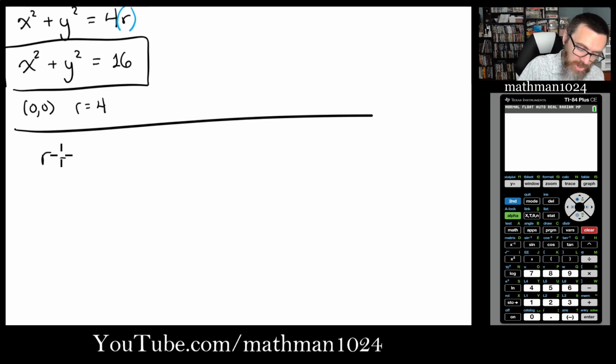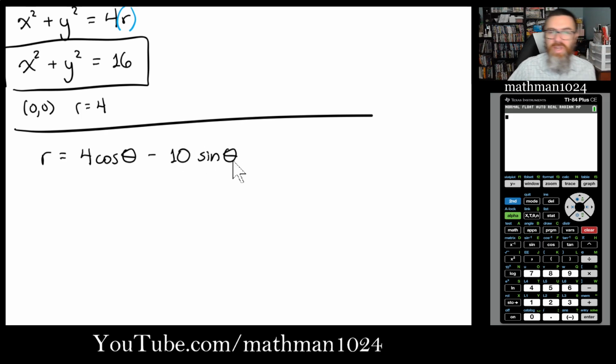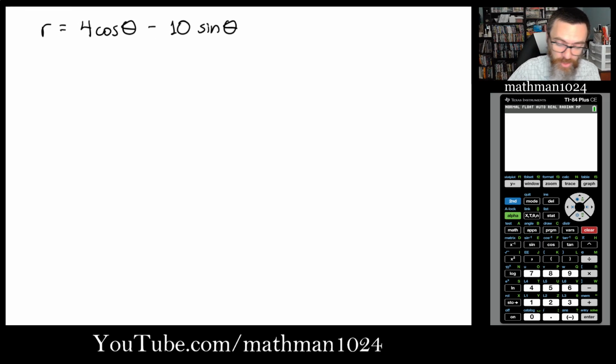All right, so r is equal to 4 cosine theta minus 10 sine theta. Now this one's going to be very similar to the first one that we had in this video. You know how I rewrote sine using the XYR definition as being y over r? Let's do that for sine again and for cosine.